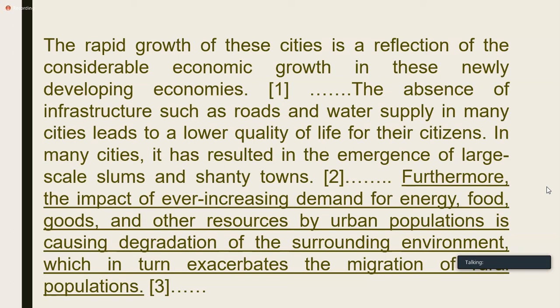So this sentence begins like, furthermore, the impact of ever increasing demand for energy, food, goods, and other resources by urban population.